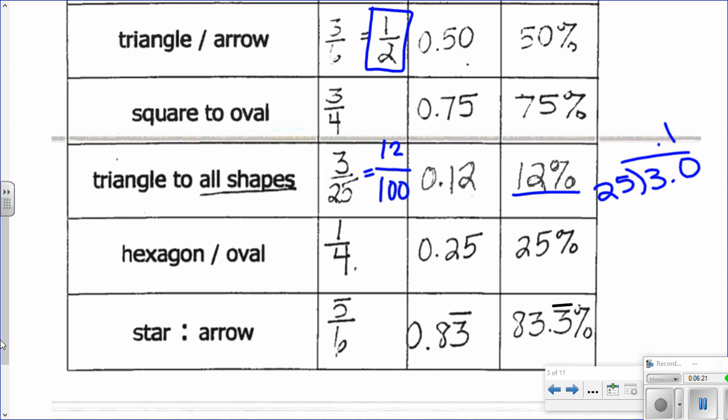Okay, so the next one, hexagons to ovals, 1 hexagon, 4 ovals, so 1/4, 25%, 0.25, and then stars to arrows is 5/6, so that is 0.83 repeated, just the 3, and as a percent, it would be 83.3 repeated, and then again, you could also have written it like this. Instead of the 0.3 repeated, you could just do 1/3. But it's important that that's there. It's not just 83%.